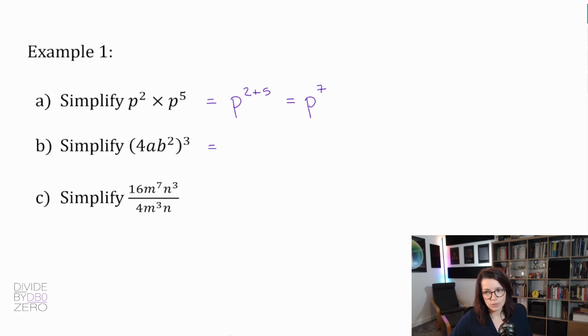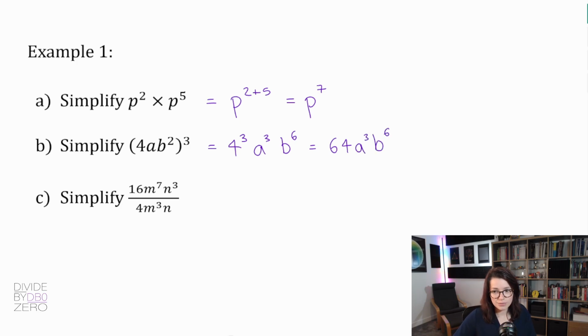Be careful with this one. You want to apply that power of 3 to each part of what's inside the bracket. So starting with the 4, we would do 4 cubed, or 4 to the power of 3. Then we would move on to the a and do a to the power of 3. And then we would move on to the b squared to the power of 3. Now, that is that power law about multiplying the two powers together. So that's going to give us b to the power of 6. Altogether, that gives 64 a cubed b to the power of 6.